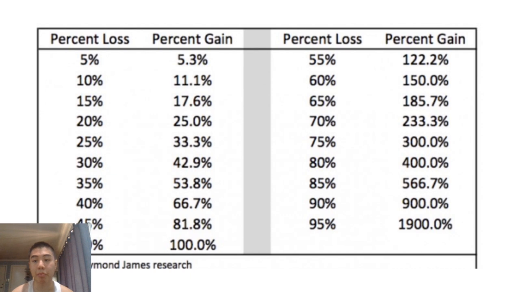Bakit nga ba dapat 8%? Because losses work geometrically against you, as you can see here. So it takes from a 10% loss, it takes 11.1% to get to break even. From a 50% loss, it takes 100% gain, right, to break even. So that's the reason why.